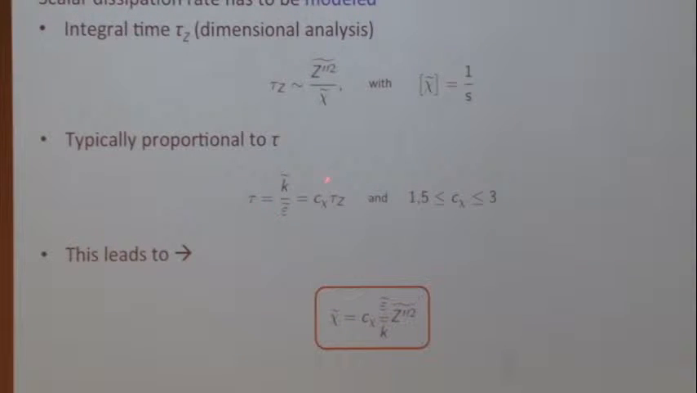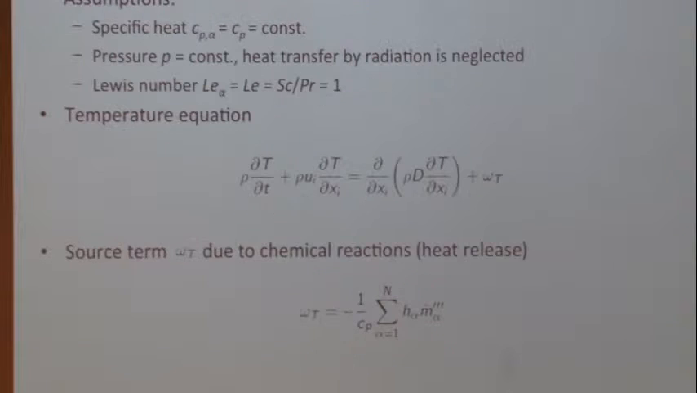Now if I define a scalar timescale here in exactly the same way, the dissipation rate in the denominator and the variance in the numerator, I also get a second here. And so the assumption here is that we assume the timescales are equal, or they're proportional to each other, like here. If we do that, then the dissipation rate is epsilon over k times the variance. Then this equation is closed. So we assume the timescales are equal.